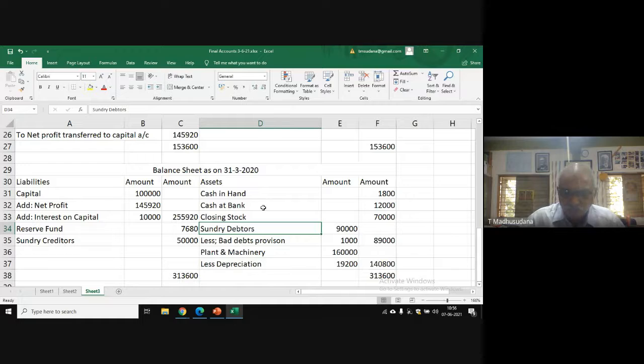Work out as many problems as you can, and I request all of you to buy one book from the market and practice not only the final accounts, but all the problems. Your first semester will continue up to the 12th of this month, and from the 14th onwards your second semester classes will start. Your examination may be conducted afterwards, maybe in this month only, but for the time being the classes will continue for the second semester.